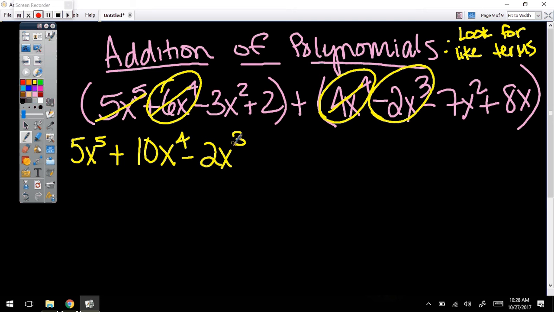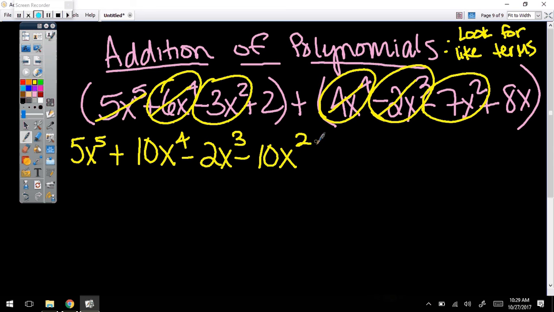You really want to keep your exponents in descending order. It's the standard form of a polynomial. The next one is 3x squared. My x squareds are both negative, so be careful. Add them together and get negative 10x squared.